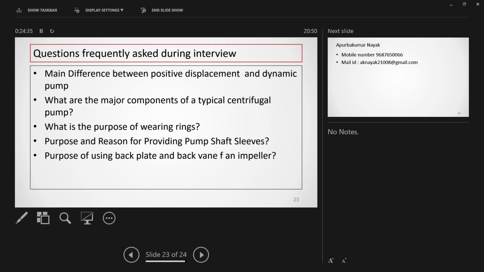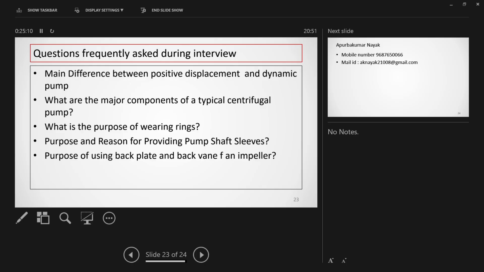Now I think I have covered all the parts. I have clearly told you all the parts of centrifugal pumps, their functions, etc. If you go through these slides again, all your concepts will be clear. If you have any doubt, you can call me. My phone number is already mentioned in these slides, and you can mail me also. When I get time, I will certainly reply to you.